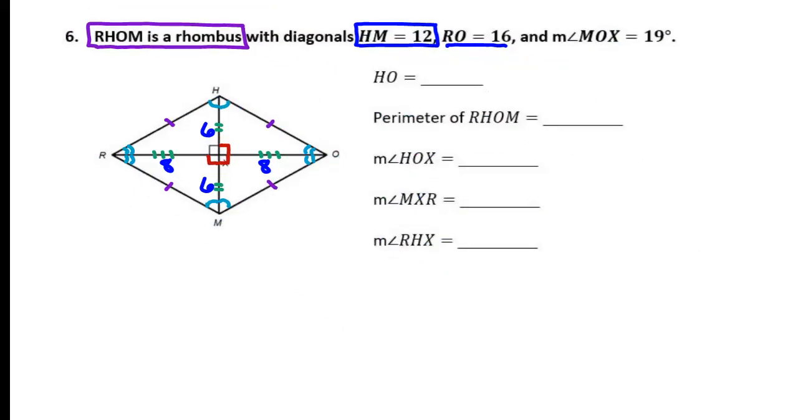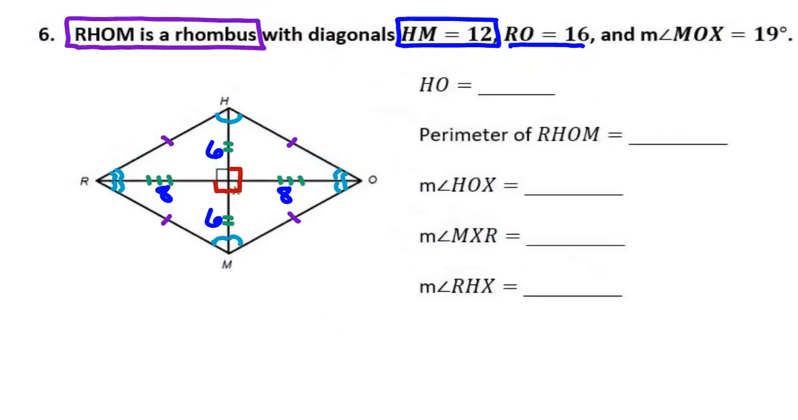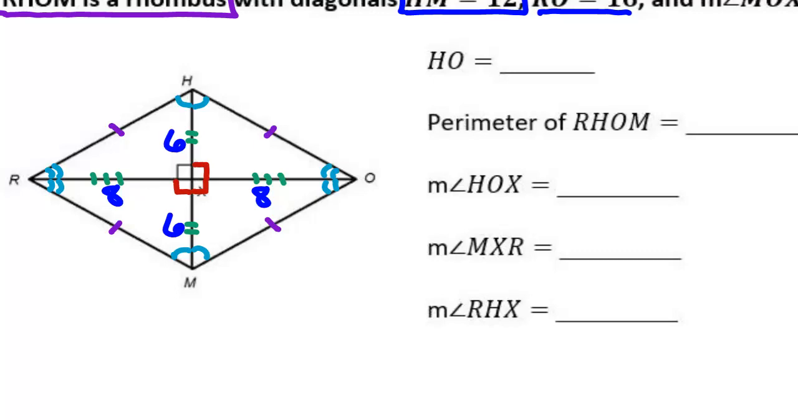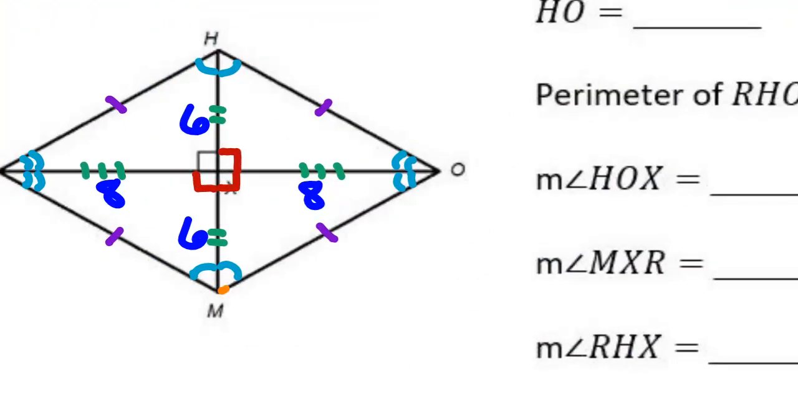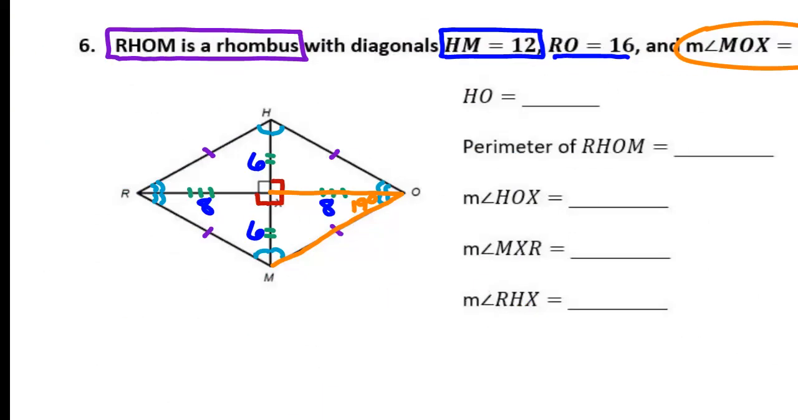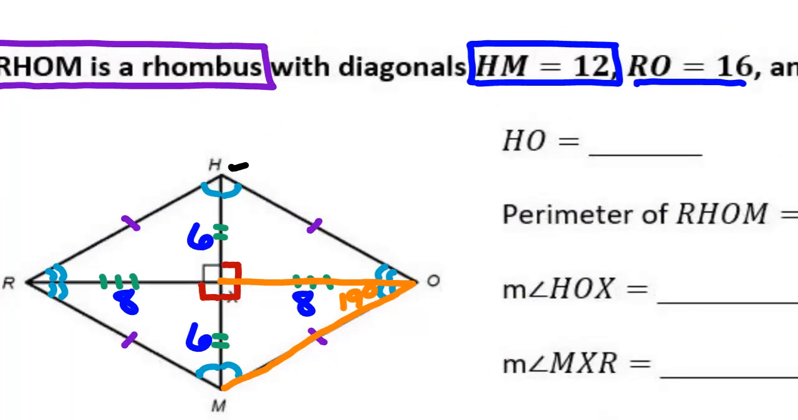And then there's one other thing that they tell me. What other information do they give me? Angle MOX is 19 degrees. So this right here is 19 degrees. First thing they want me to find is the length of HO.